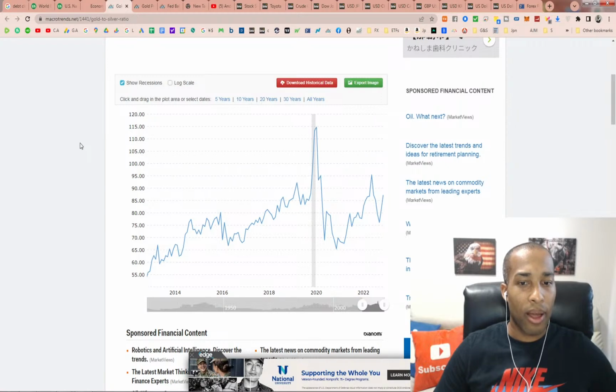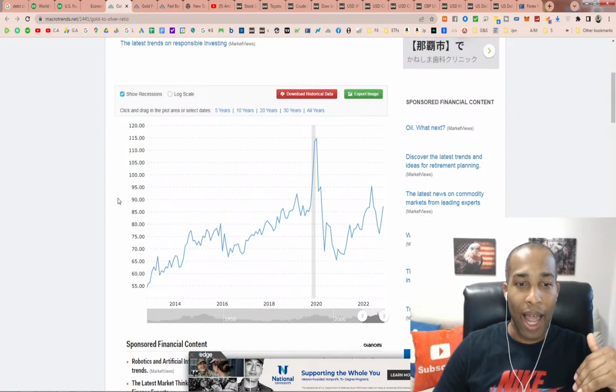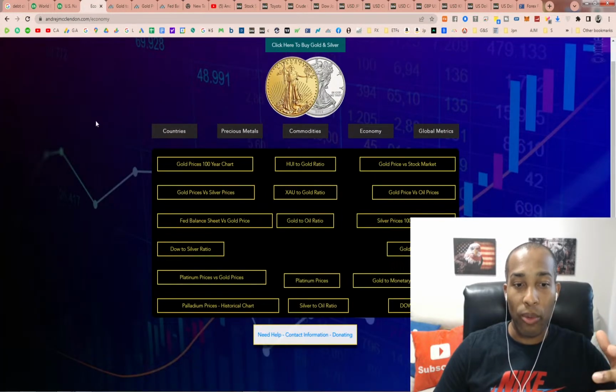Our next thing I've got to show you guys, since I just talked about cheaper assets, let's look at which asset is cheaper when it comes to the markets.